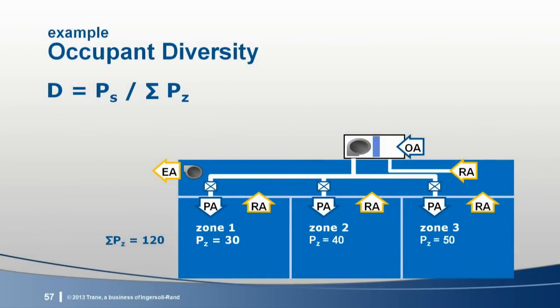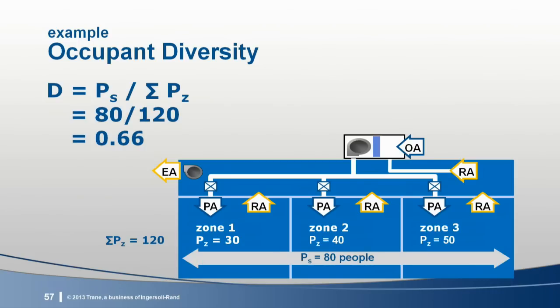So calculating occupant diversity for our example, the peak population for Zone 1 is 30 people, 40 people for Zone 2, and 50 people for Zone 3. So the sum of these peak zone populations is 120. Based on the expected peak population of 80 people for the overall building, the occupant diversity factor is 0.66.